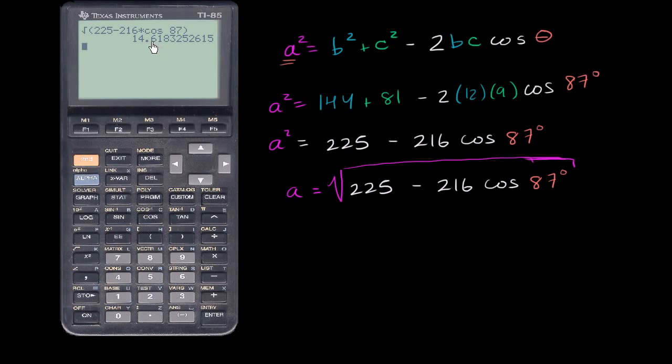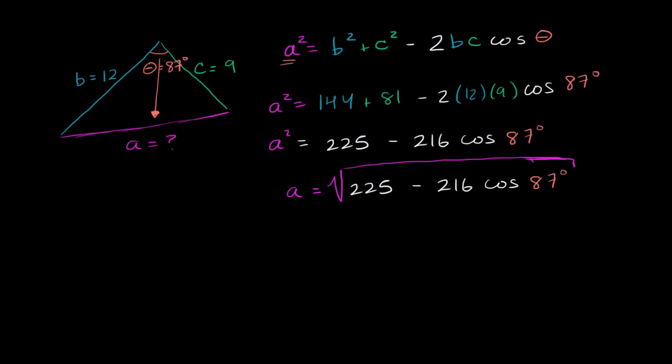This is going to be 14.61 or 14.618. If, say, we wanted to round to the nearest tenth just to get an approximation, it would be approximately 14.6. So a is approximately equal to 14.6, whatever units we're using.